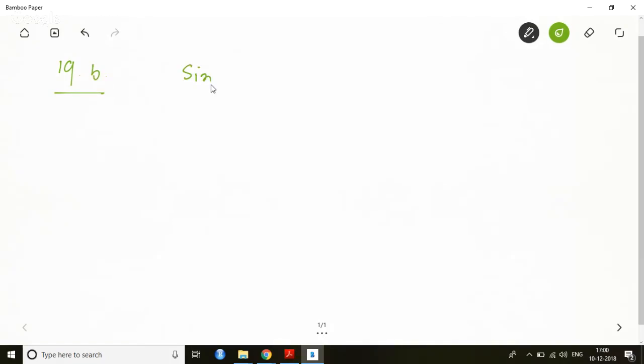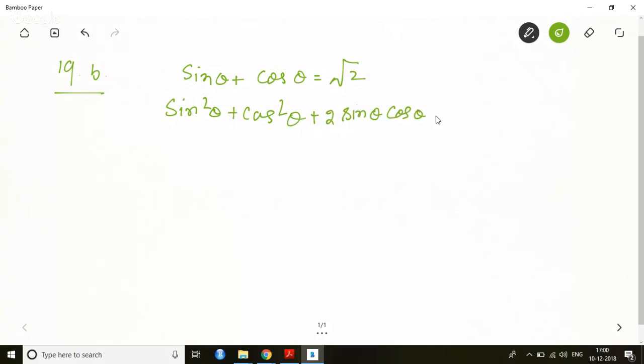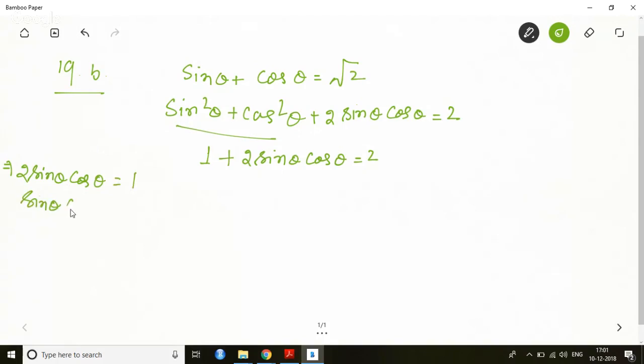Sine theta plus cos theta is equal to root 2. So let's take the square of both sides. Sine square theta plus cos square theta plus 2 sine theta cos theta is equal to 2. And this is nothing but 1. So 1 plus 2 sine theta cos theta is equal to 2. So 2 sine theta cos theta is equal to 1. Sine theta cos theta is equal to 1 by 2.